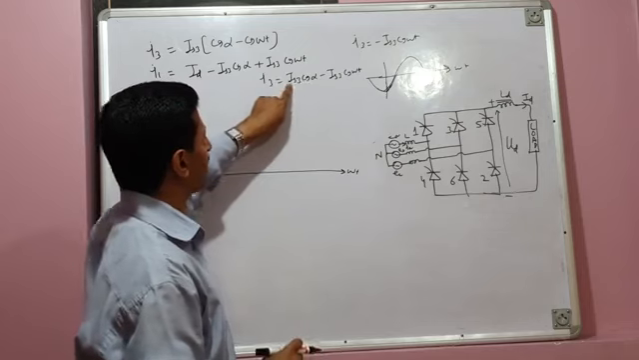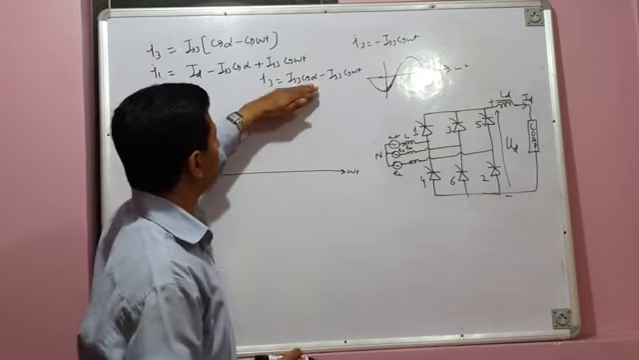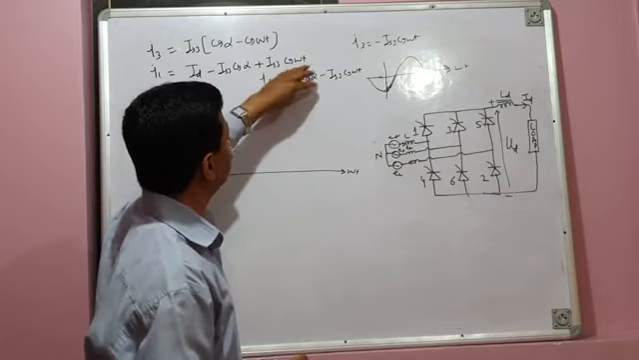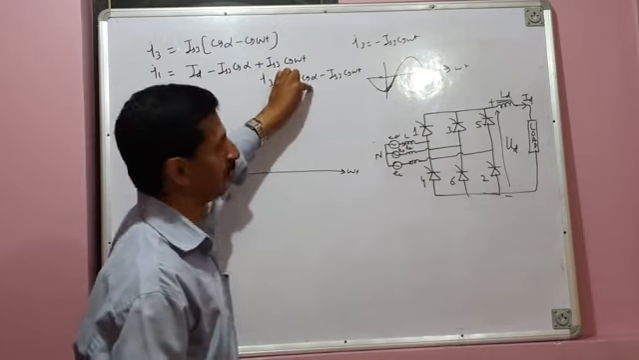So alpha is fixed, IS3 is fixed because these are both constants. For a given value of alpha, this IS3 is positive. That means I3 will not have this omega t axis. Its axis is shifted by IS3 cos alpha.